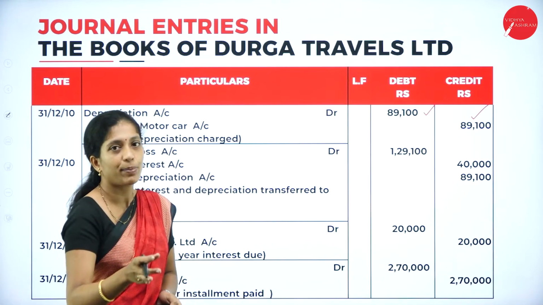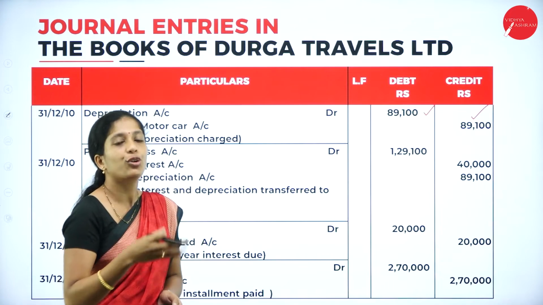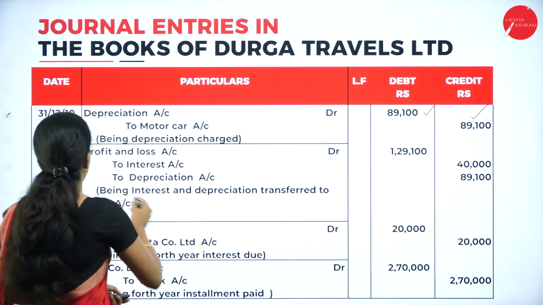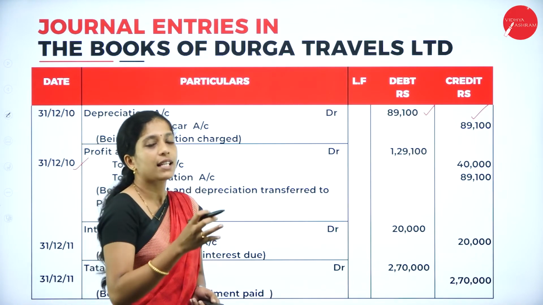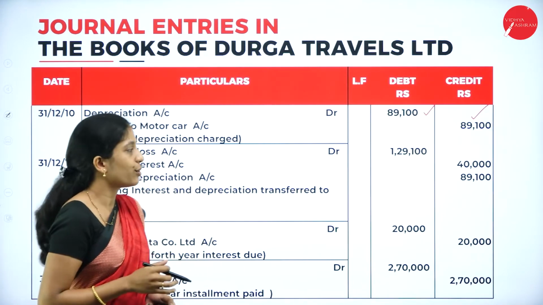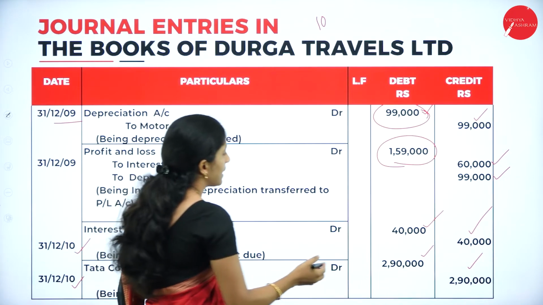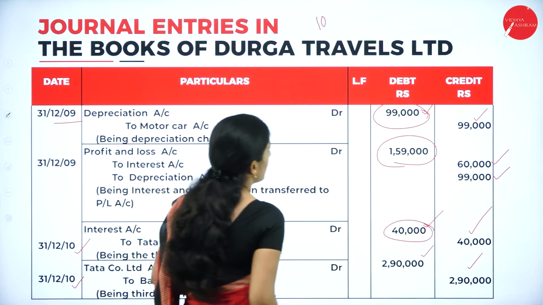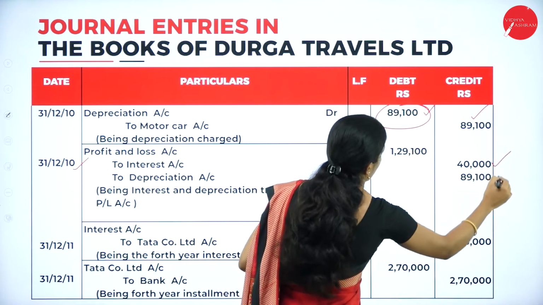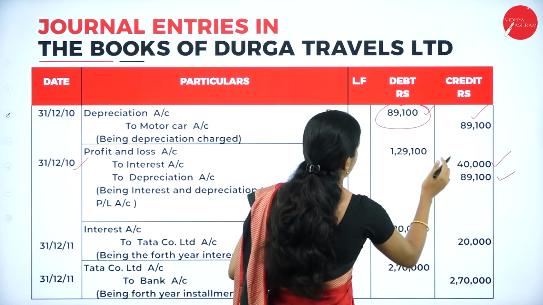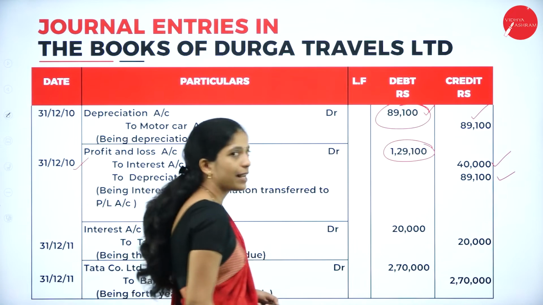Now what is the last entry? Transfer interest and depreciation of that third year to profit and loss account at the end of the year, that is 31st/12/2010. Profit and loss account debit to interest account, to depreciation account. So what is the interest of third year? 40,000. What is depreciation? 89,100. So 40,000, 89,100, add these two and transfer to profit and loss account.